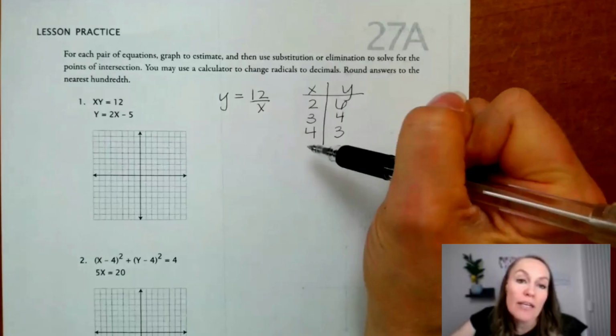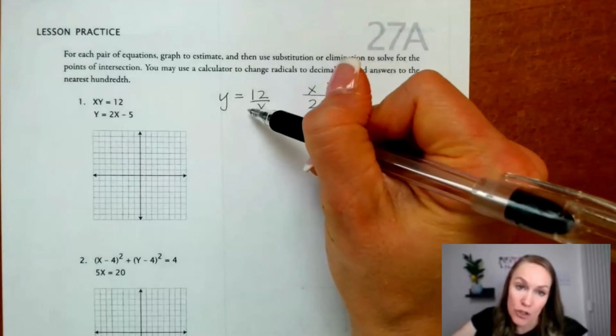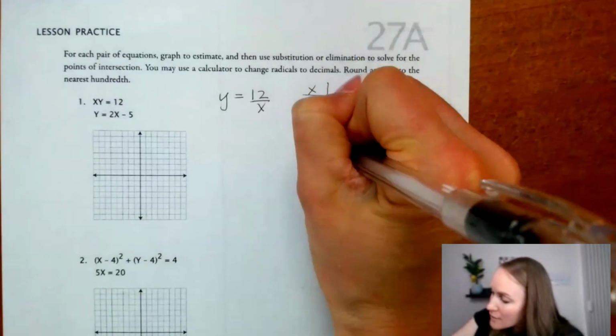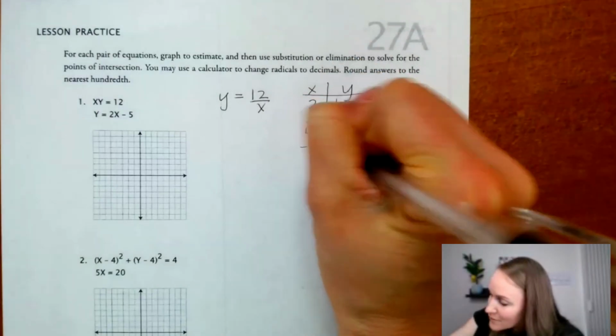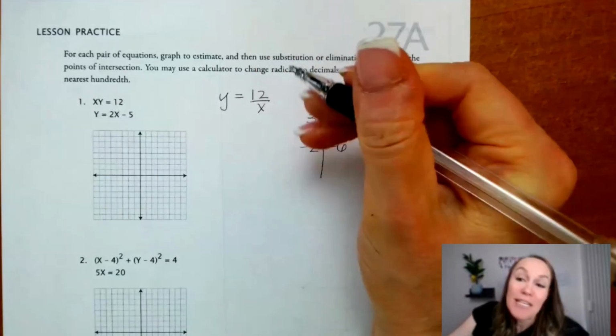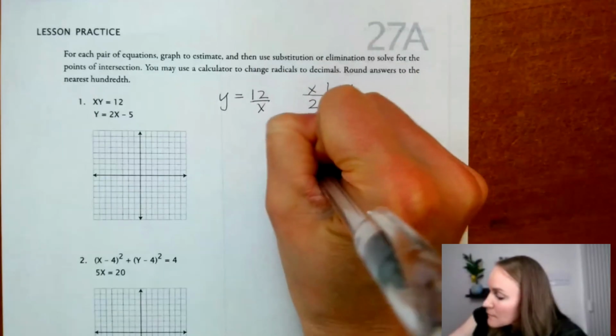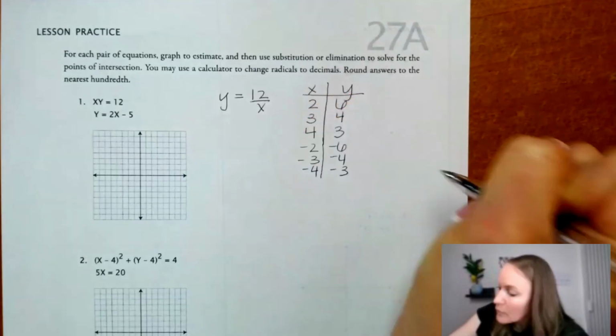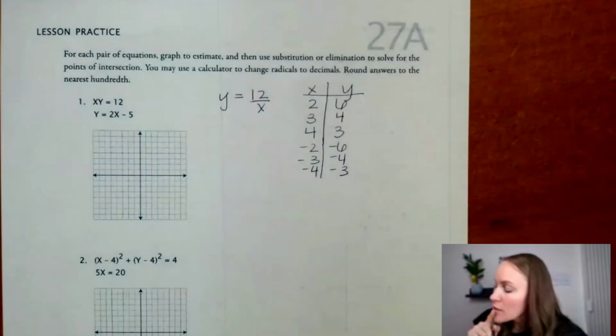Okay, so I did a great job on the positive values, but what about the negative values? If I plug in -2, that's going to give me -6. And if you can already see the pattern, right? If I plug in -3, that's going to give me -4. And then same thing with -4. Okay, so that looks really good.